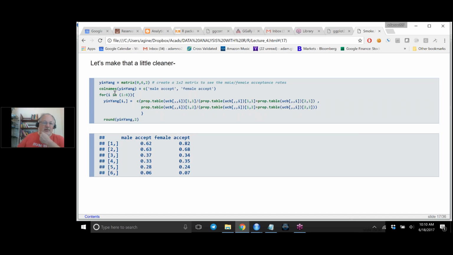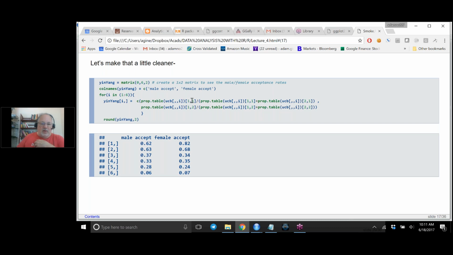I created a matrix. I want to create this matrix that's going to show me department by department the male acceptance rate and the female acceptance rate. So I create a matrix with 6 rows and 2 columns, and I give the column names, male acceptance, female acceptance. And what I'm going to do is again loop over all the departments, UCB i, comma, comma, i, all right? This means I look at the ith table.